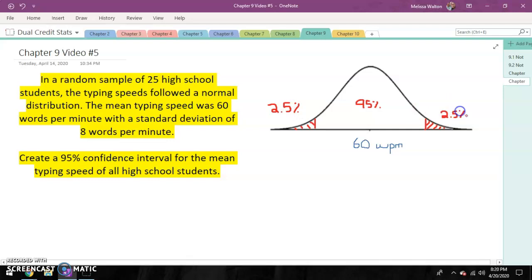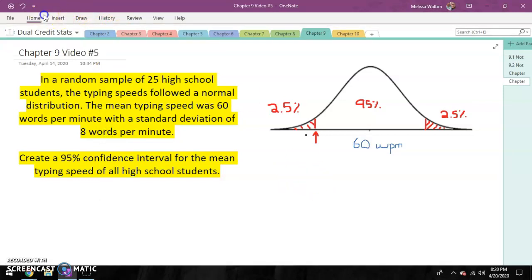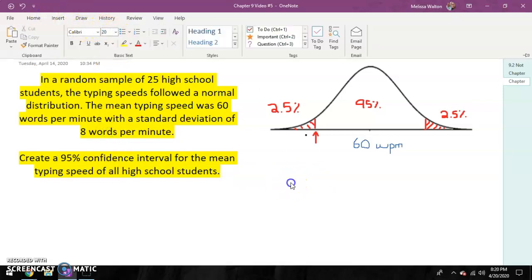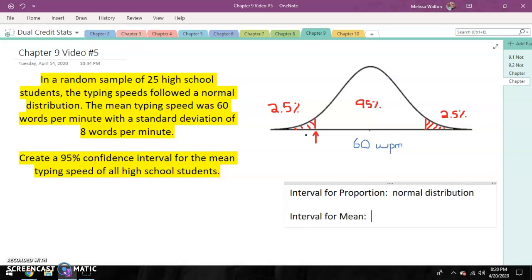Now, this is the part where, if we were doing a proportion, we would need to find this critical z-score. However, there is one very, very small difference about doing a mean versus a proportion. When we are discussing an interval for a proportion, that is when we use our normal distribution. However, if we are doing an interval for a mean, we are not going to be using the normal distribution. We are going to be using something called student's t-distribution.